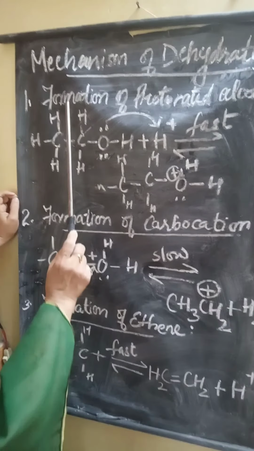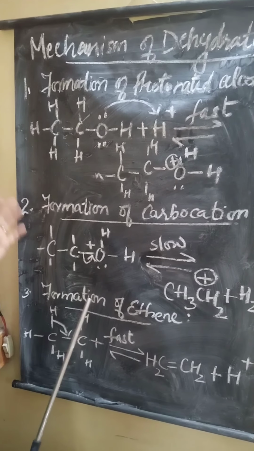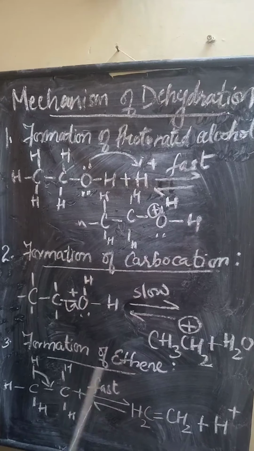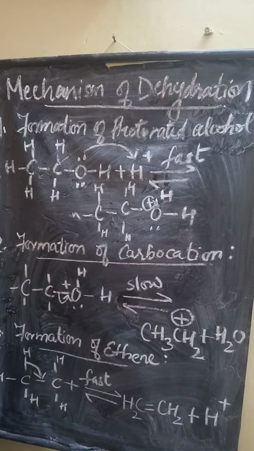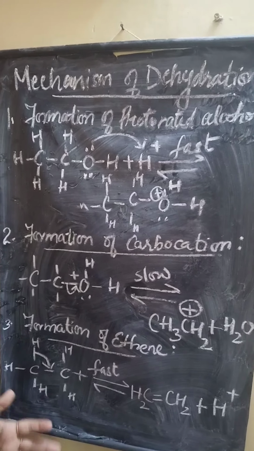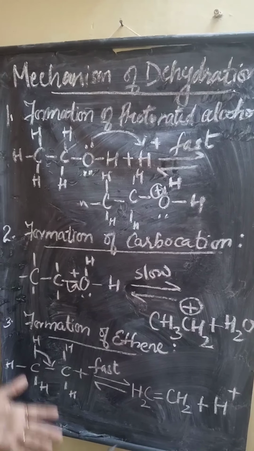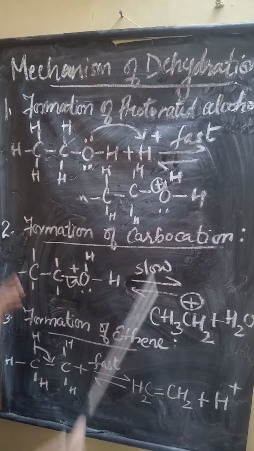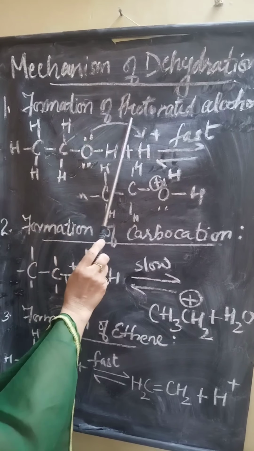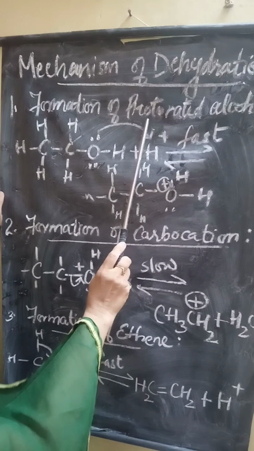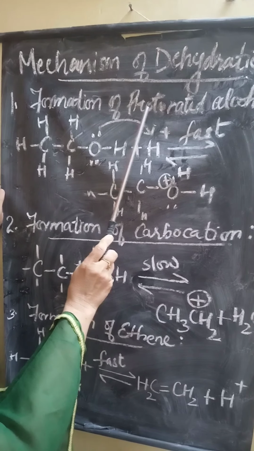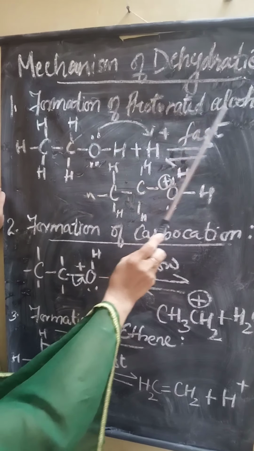Yes, now in this we are going to study the mechanism of the dehydration reaction. Up till now you have understood what a dehydration reaction is, that is removal of water. Now how that has taken place, all these reactions which you have studied, the mechanism we will study now. The first step of this mechanism is formation of protonated alcohol. Protonated alcohol means alcohol having one proton extra on it.